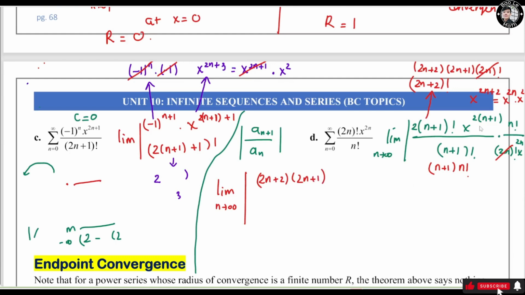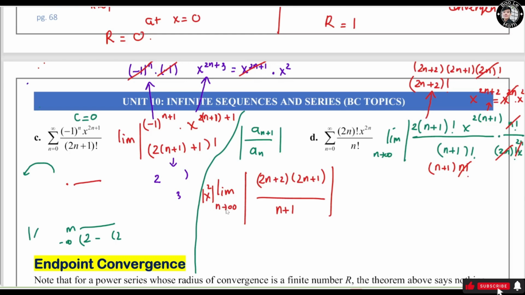Now this one equals this one, so you have s to the 2n and s to the 2n cancel out. You have s squared left. So s squared is not related to this one, so I put absolute value of s squared in the front. Now you have n factorial here and n factorial here, so you have n plus 1 on the bottom.